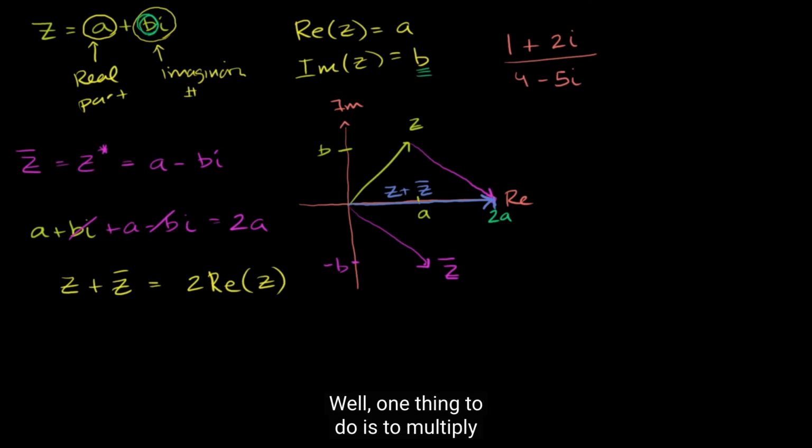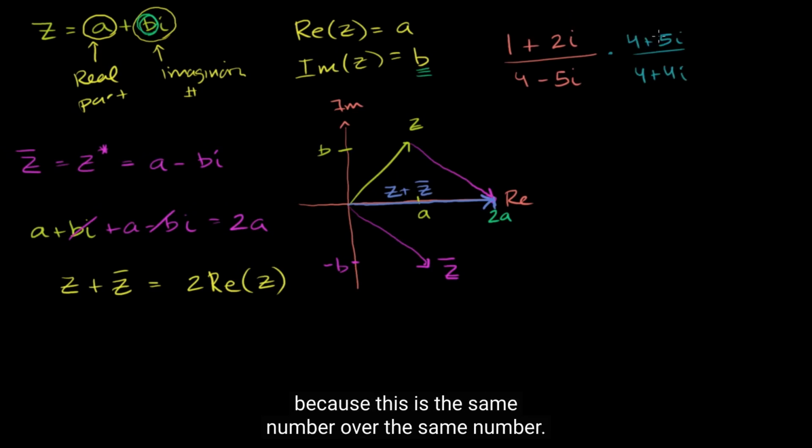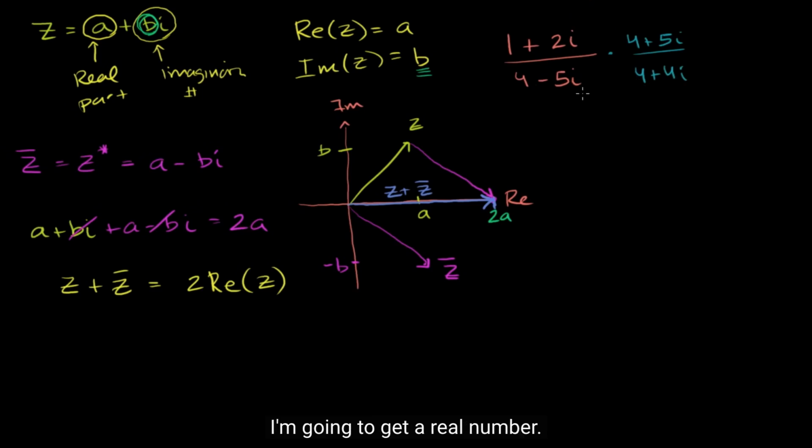Well, one thing to do is to multiply the numerator and the denominator by the conjugate of the denominator. So 4 plus 5i over 4 plus 5i. And clearly, I'm just multiplying by 1, because this is the same number over the same number. But the reason why this is valuable is if I multiply a number times its conjugate, I'm going to get a real number. So let me just show you that here.